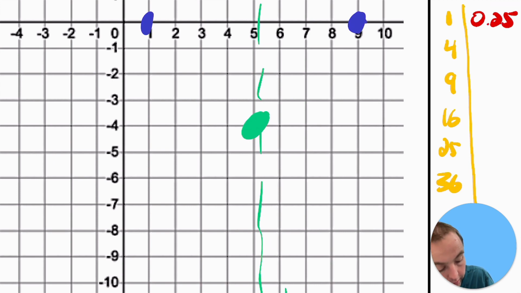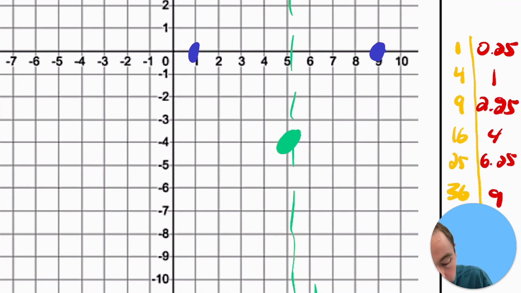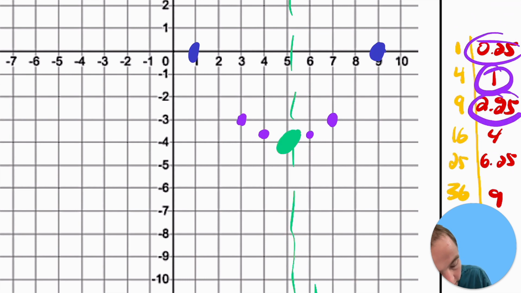If I multiply 4 by that 0.25, you get 1. And then you get 2.25. This would be 4, 6.25, 9. That's just multiplying everything by 0.25. So what that really means for us is you're just going to go up 0.25 when you go over 1 instead, and then you'll go up 1 when you go over 2. You'll go up 2.25 when you go over 3. You're going to go up 4 when you go over 4.